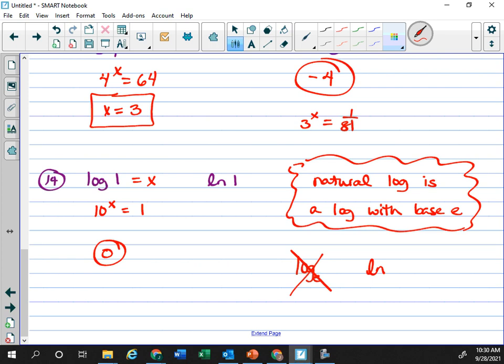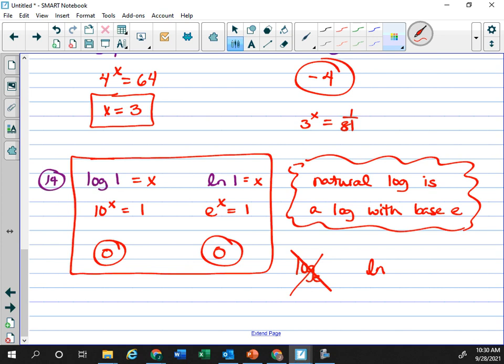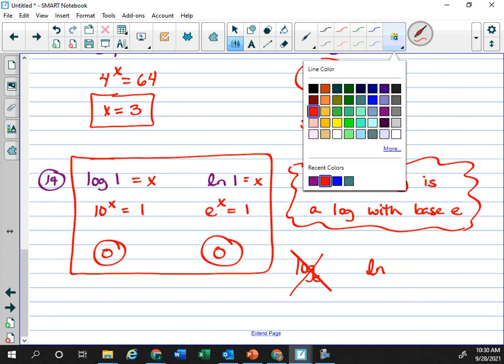So, what do you think natural log of 1 is equal to? That is also 0. Yeah, because if you go through the process, that would be e to the x equals 1. That is also 0. So those are very good to know. Those need to be quick when you see them. You need to just go, oh, okay, that's 0, and you can move on.